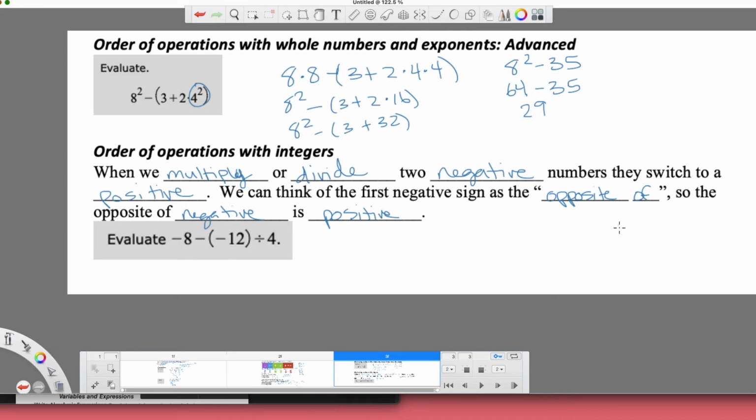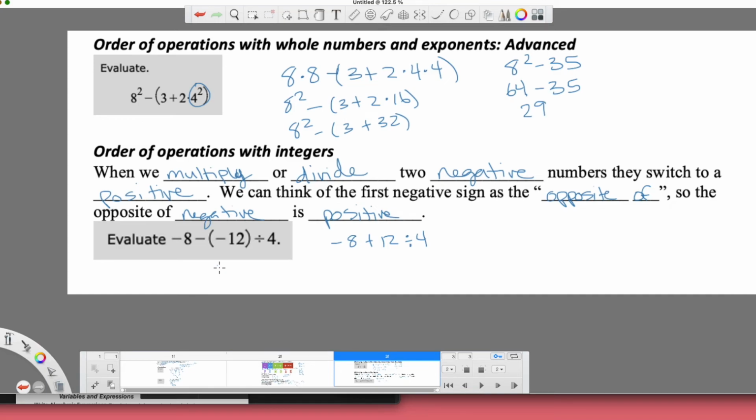So now I have negative 8 minus negative 12 divided by 4. So this minus negative 12, that's definitely going to change things. Because this is that minus negative. It's the opposite of negative 12. So I have negative 8 plus 12 divided by 4. So I can kind of simplify that a little bit by just paying attention to that double negative. And whenever I hear minus negative, that works.